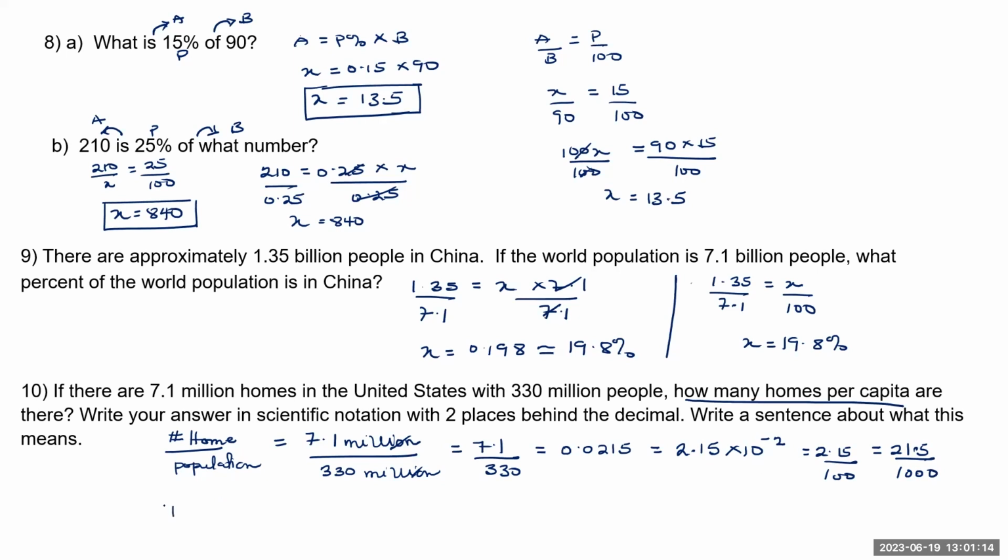And so for a meaningful sentence, we can say there are about 2 homes per 100 people, or we can say there are about 22 homes per 1,000 people. So these are some examples of how we can write meaningful sentences based on the result that we got.